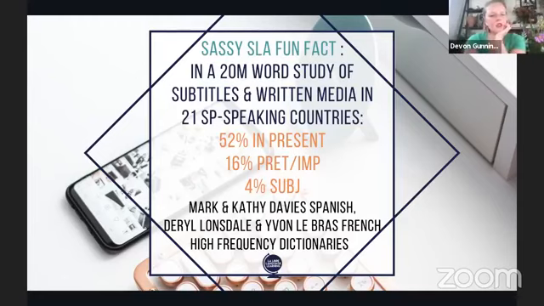But in a 20 million word study of subtitles, written media, and some spoken word for 21 Spanish speaking countries, the verbs used were 52% in the present tense, half of them. 16% were either preterite or imperfect, not one or the other, either preterite or imperfect. So 8% each. And then only 4% of the verbs used were in subjunctive.